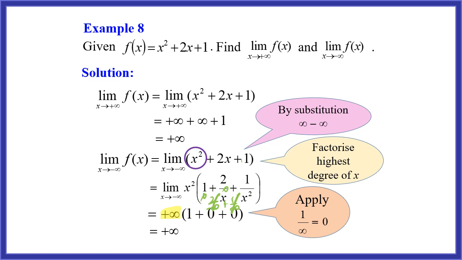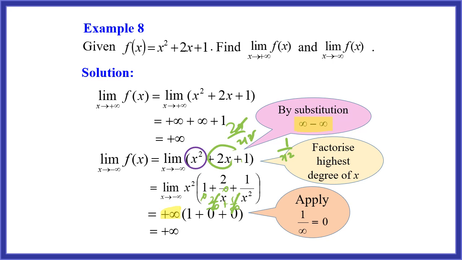Okay, remember, because we get this infinity minus infinity, we don't know what this infinity is, or what that infinity is. The exact value of infinity we don't know. That's why we have to factorize out the highest degree of x. Okay, how to factorize out? So x squared, we factorize out x squared, so we divide by x squared, right? The same as 2x. 2x we divide by x squared because we factorized out x squared already. That's why we have 2 over x. And then 1 also, we have to divide by x squared because we factorized out the x squared.